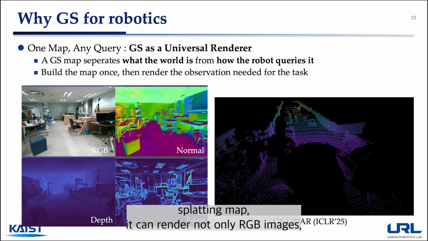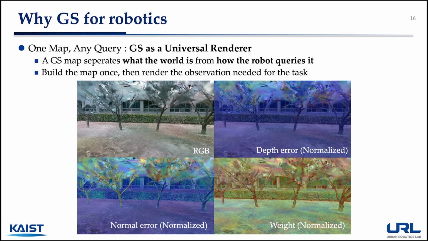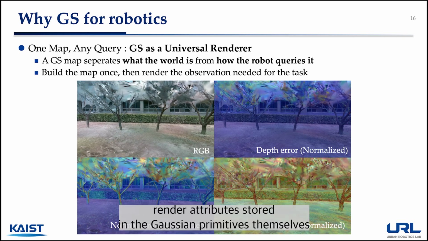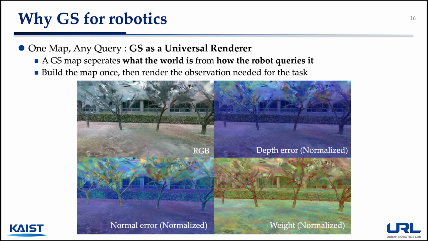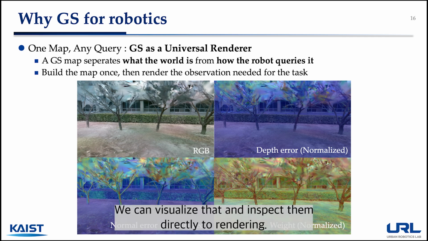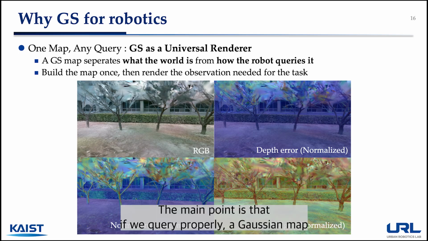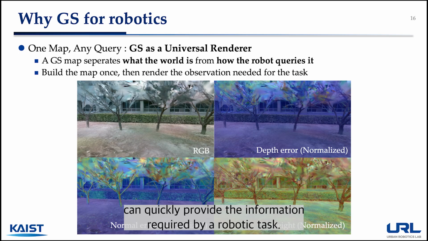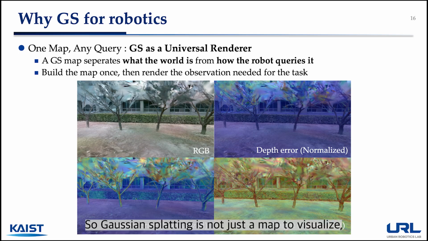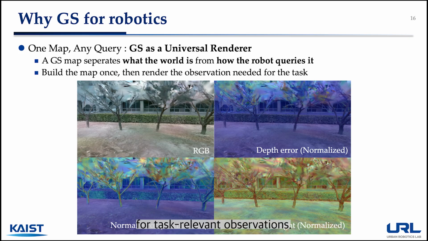From the same Gaussian splatting map, we can render not only RGB images, but also normals, depth, edges, and even LiDAR-like measurements. We can also render attributes stored in the Gaussian primitives themselves. By defining primitive-level attributes from different statistics, we can visualize and inspect them directly through rendering. The main point is that, if we query it properly, a Gaussian map can quickly provide the information required by a robotic task. So Gaussian splatting is not just a map to visualize. It is a representation that robots can query for task-relevant observations.